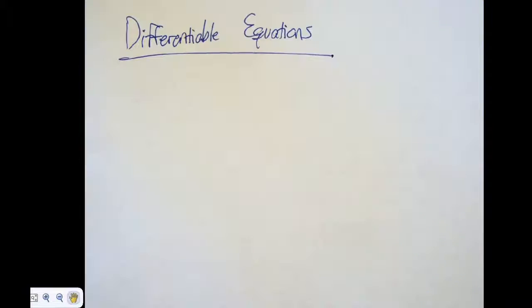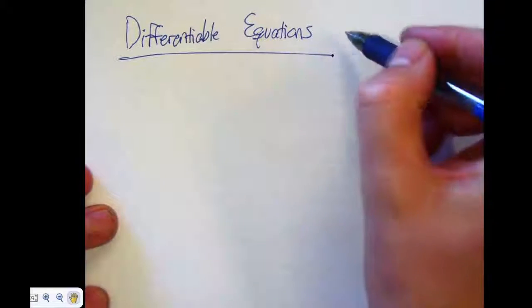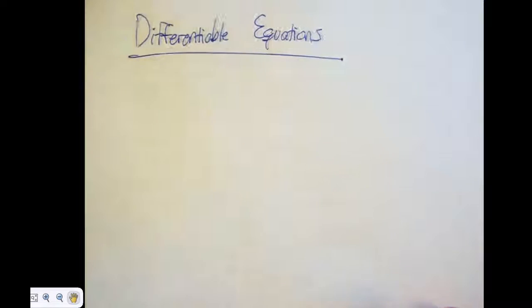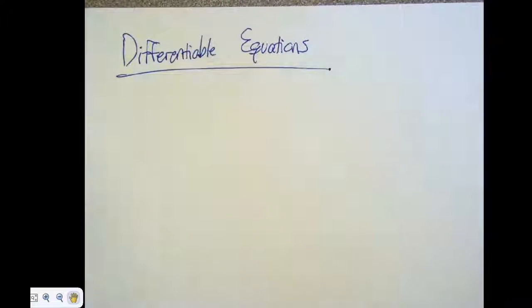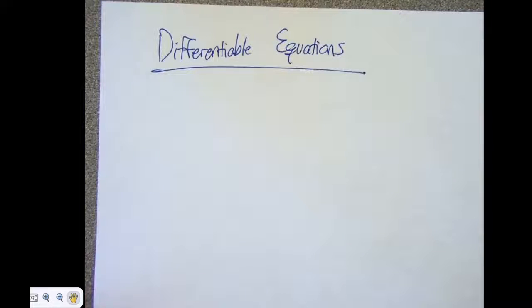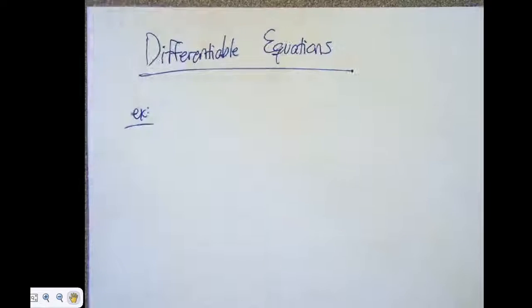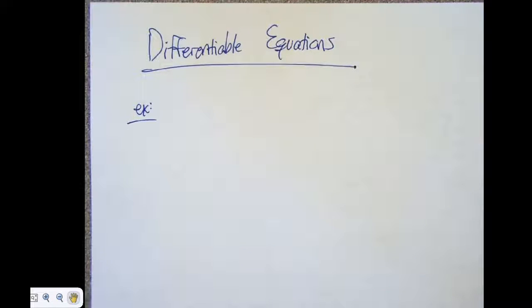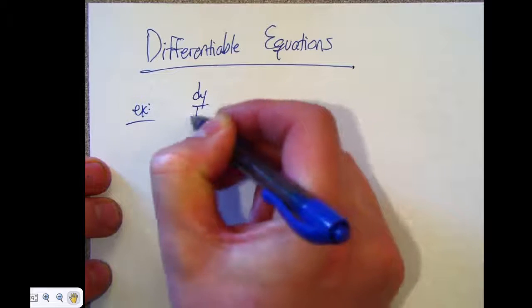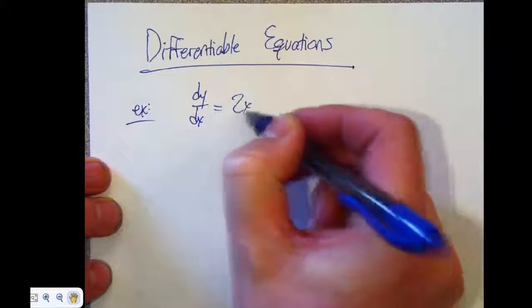Differential equations. And we're also going to do separation of variables. We're going to start off with one variable, which is really easy, then with two variables, which is definitely a lot. So let's say I gave you dy over dx equals 2x.